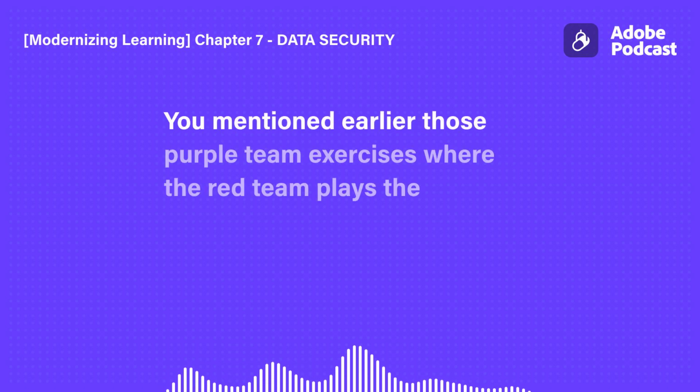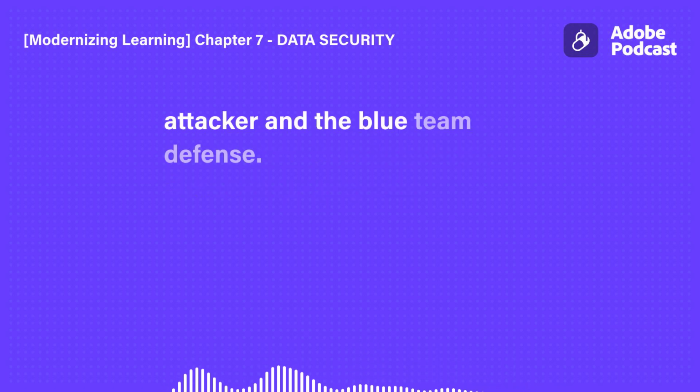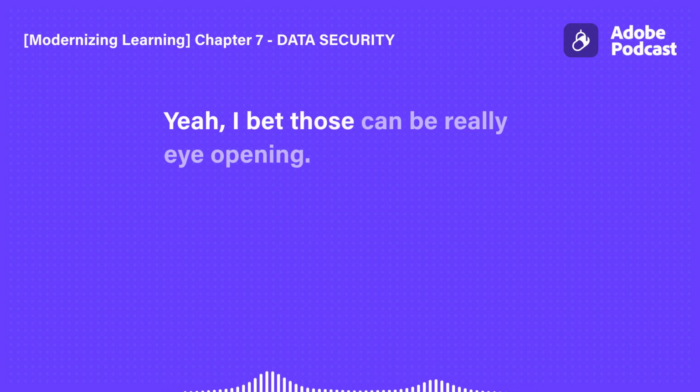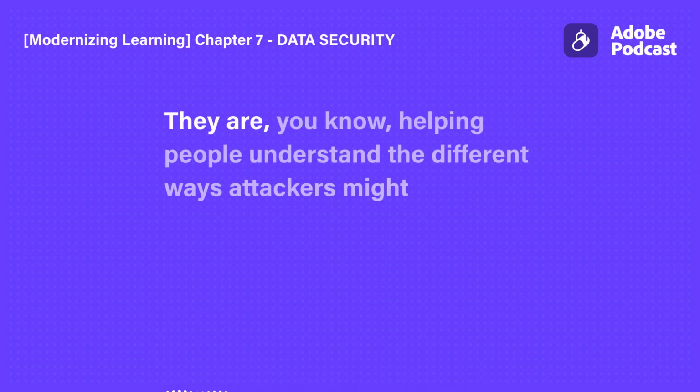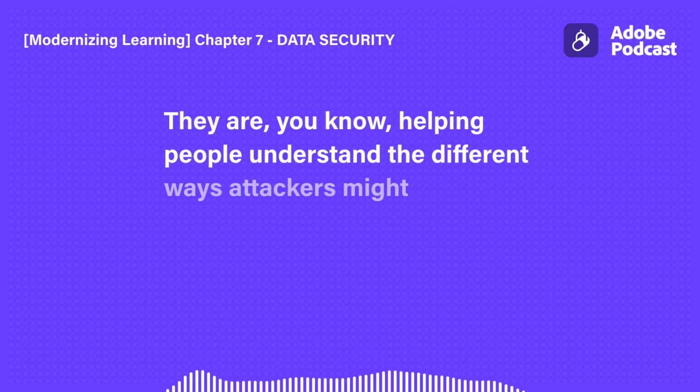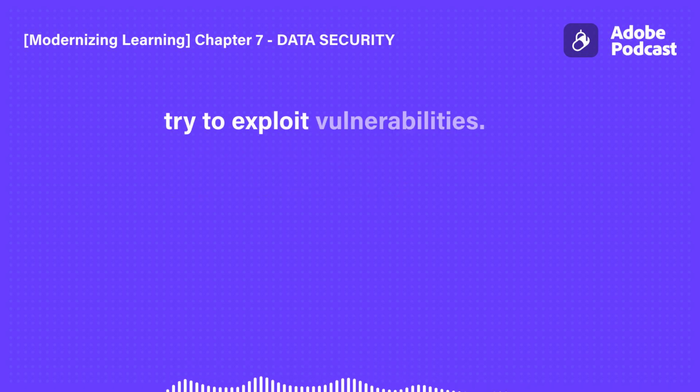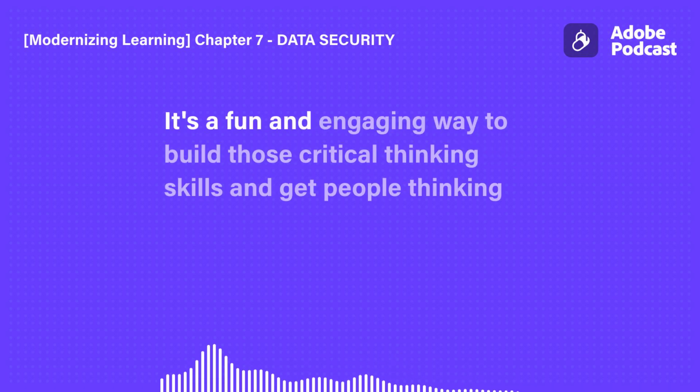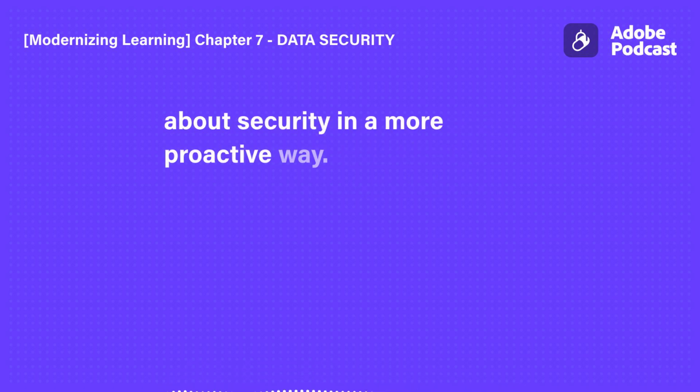You mentioned earlier those purple team exercises where the red team plays the attacker and the blue team defends. I bet those can be really eye-opening. They are. You know, helping people understand the different ways attackers might try to exploit vulnerabilities. It's a fun and engaging way to build those critical thinking skills and get people thinking about security in a more proactive way.